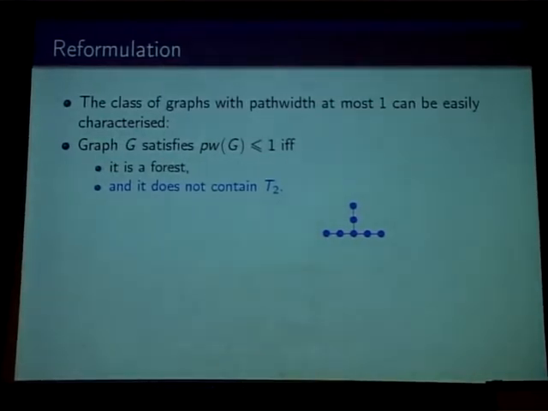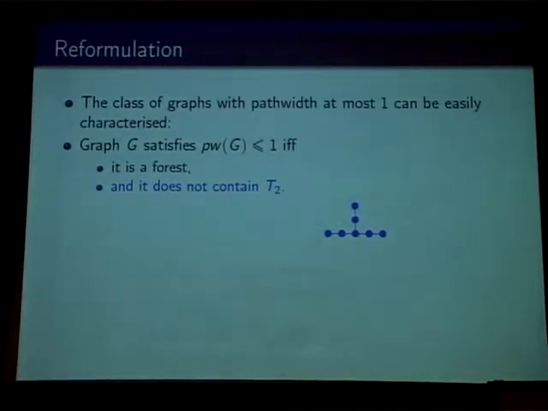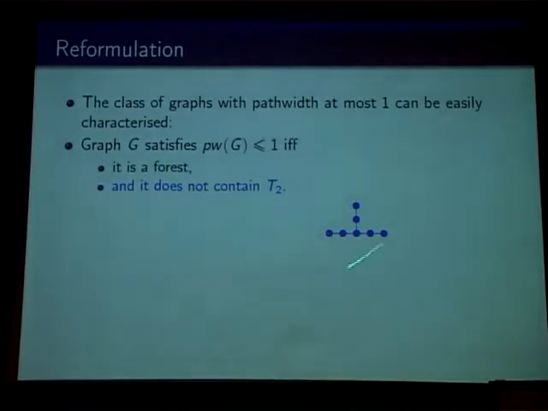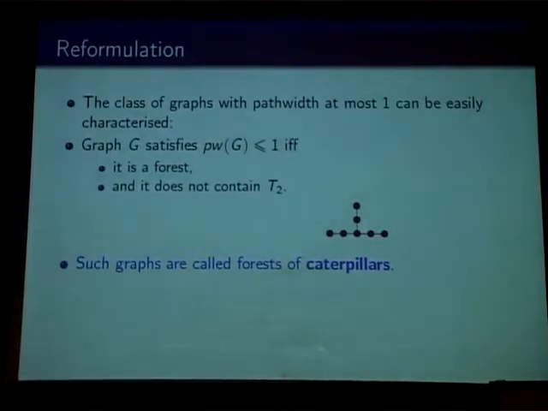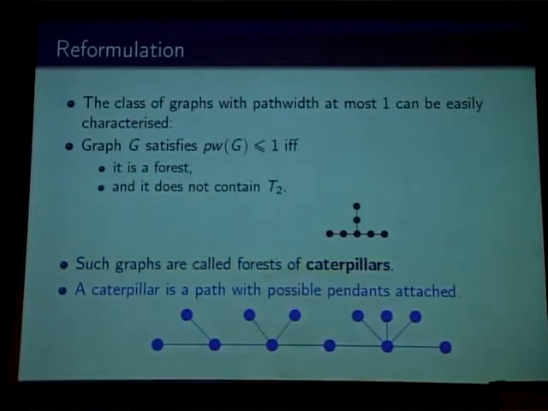So we would like to delete at most k vertices from the graph in order to kill all the cycles and kill all the T2s. Such graphs of path width at most 1 are called forests of caterpillars, where a caterpillar is a path with possible pendant vertices attached to it. You can easily show that graphs that satisfy those two conditions are exactly disjoint sums of caterpillars. So we would like to delete at most k vertices in order to obtain a disjoint sum of caterpillars.